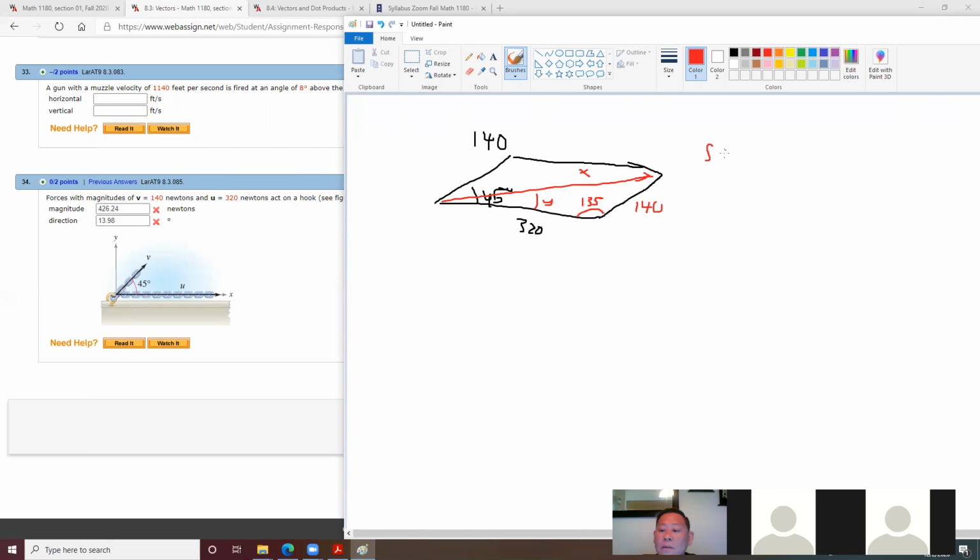So now we got SAS, side angle side. So we can use law of cosine to find x here. So x in this case is the square root of 320 squared plus 140 squared minus 2 times 320 times 140 times cosine of 135. This one is actually faster, right, compared to your vectors. Square root of 320 squared plus 140 squared minus 2 times 320 times 140 times cosine of 135. So this came up to be 430 point something.